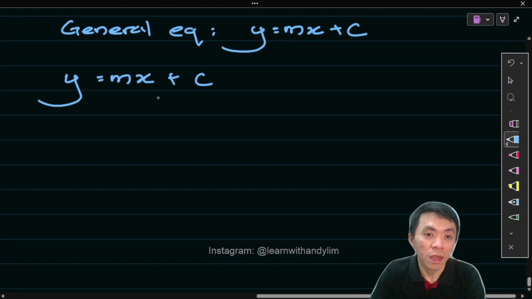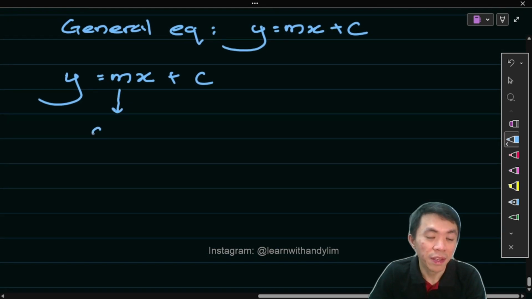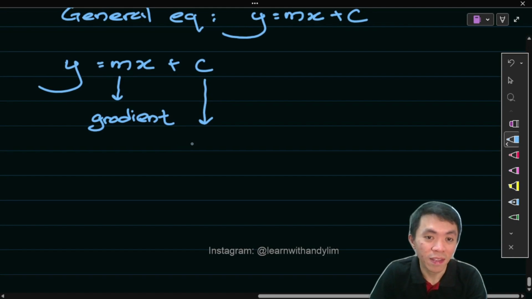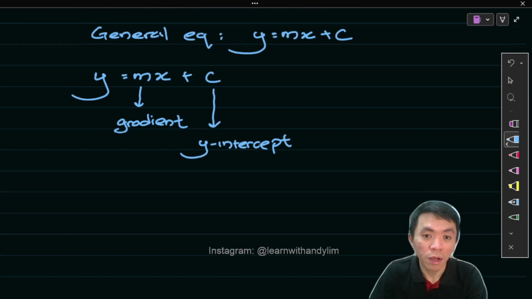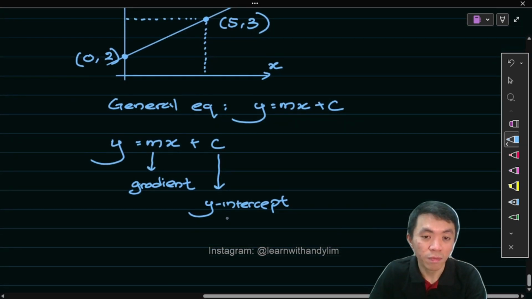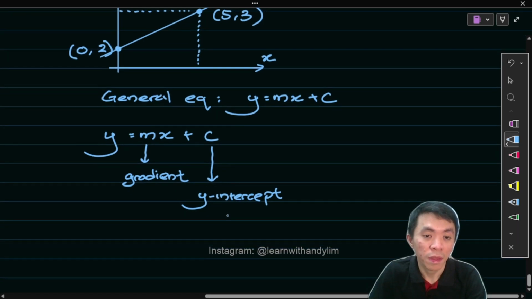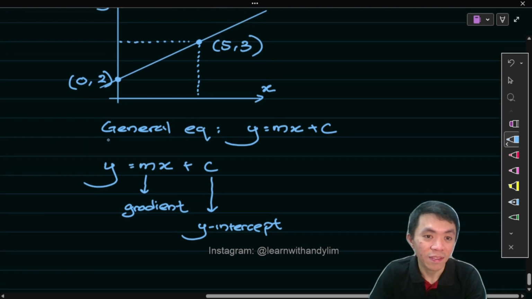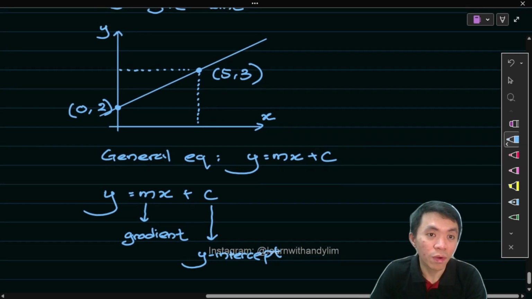Right here, m means my gradient. It is the gradient of the line, how slopey it is. My c is my y-intercept. Remember the coordinate 0, 2? That is my y-intercept right here. So what do y and x mean here? It means that it is y versus x.